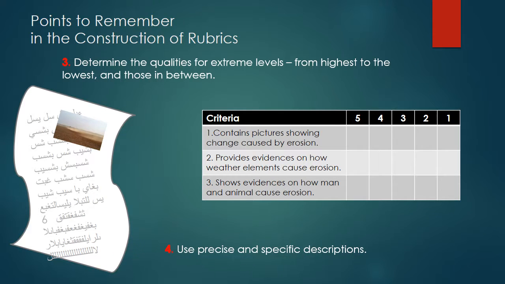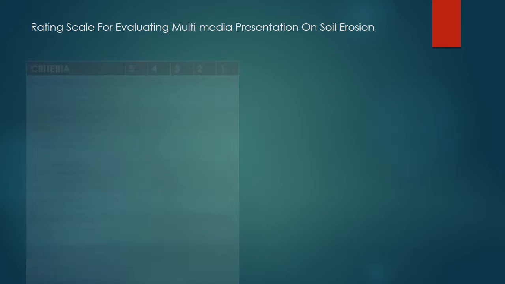And of course, the last point to remember in the construction of rubrics is to use specific descriptions which are precise and unambiguous. You have to make sure that you have a forced choice in this part. Like, if this criteria is not achieved, then you cross it out. There's no neutral ground, as we said earlier, because this is important for us to be fair in judging.